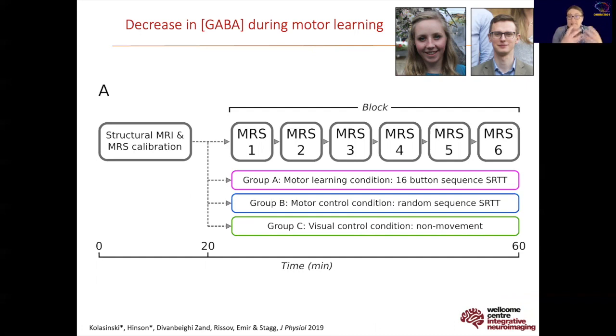The next question we had then, if you remember, was, if decreases in GABA are important for plasticity, then if we get people to learn a motor learning task, will we see a decrease in GABA? So this was work done by James Kolasinski when he was in my lab. What we did was take three groups of young healthy adults, one group who did a serial reaction time task with a 16 button press sequence that repeated and repeated across blocks, another group who just pressed random buttons, and a third group who watched a David Attenborough video just to keep them awake. So it was a non-movement control.